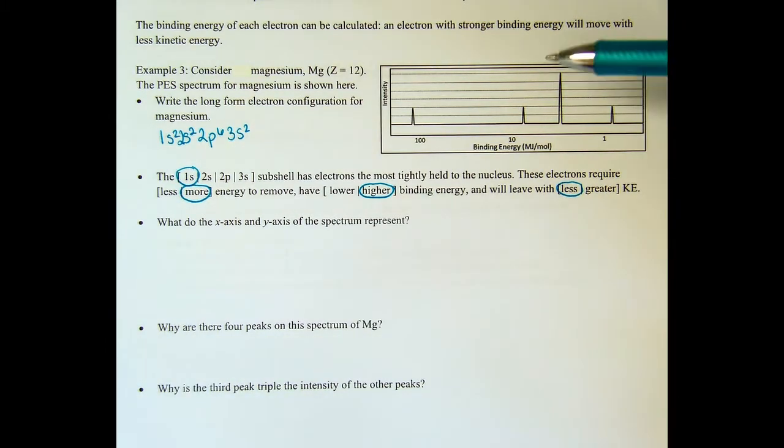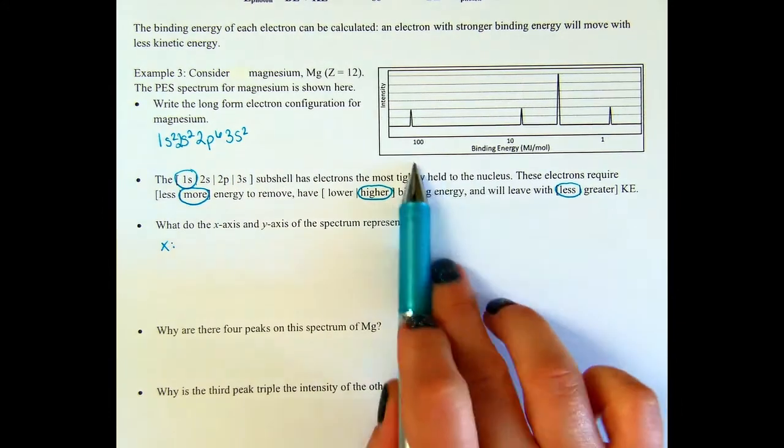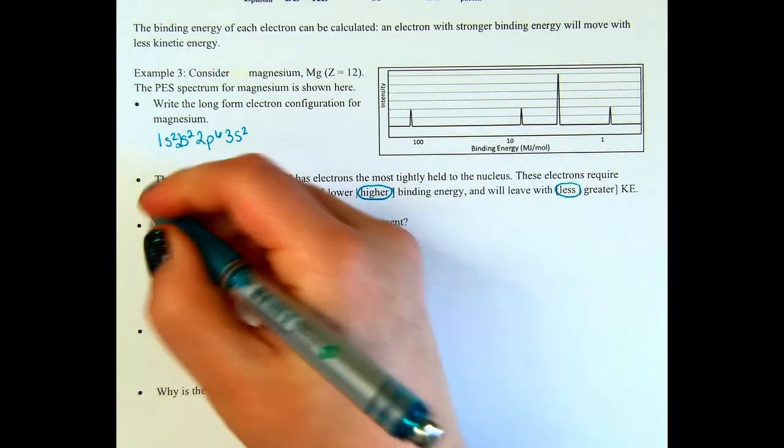Okay, now let's start to take a look at this graph. What do the x-axis and the y-axis of the spectrum represent? The x-axis is right across the bottom here. We could just read it. That's the binding energy.